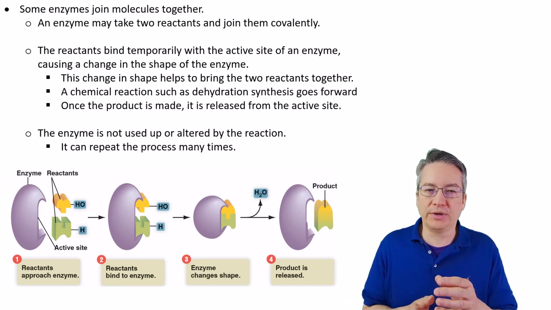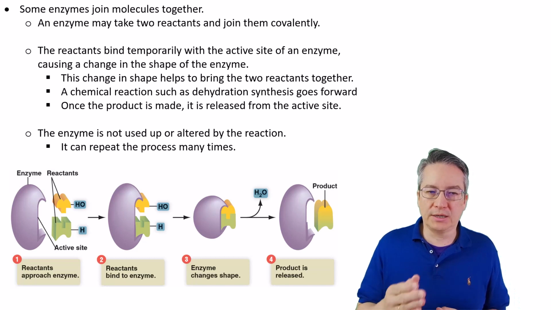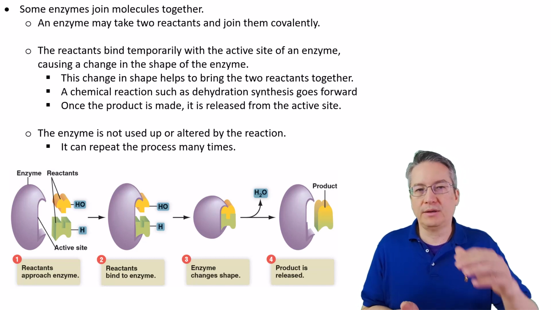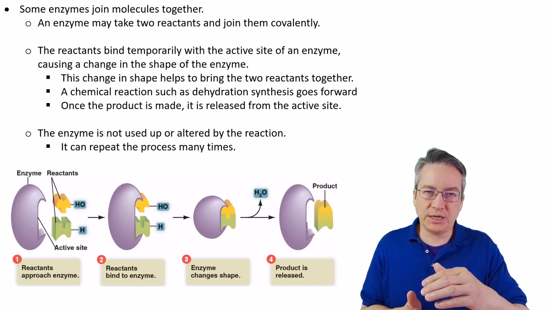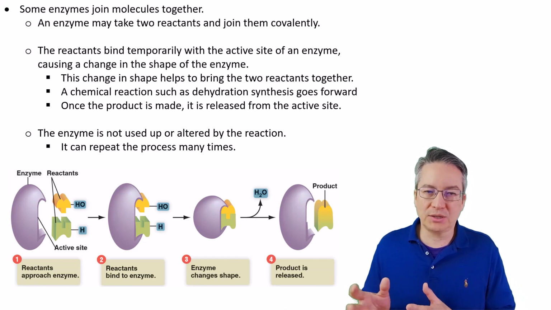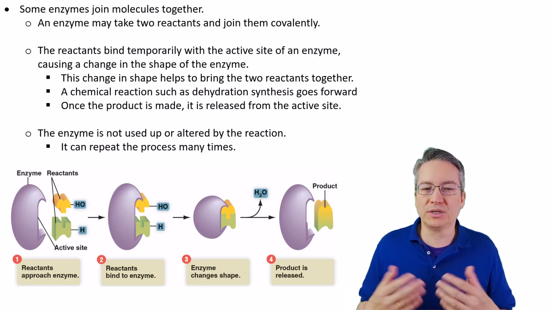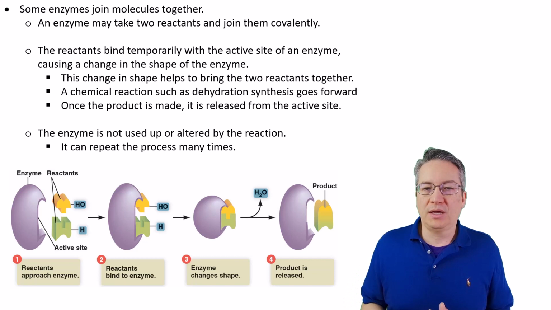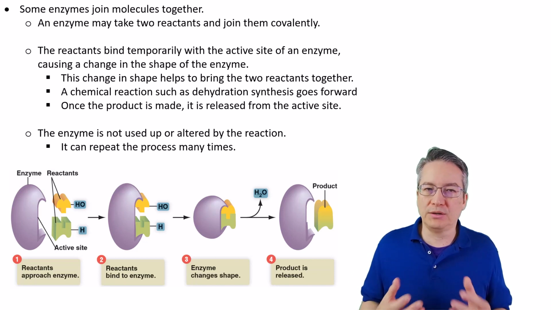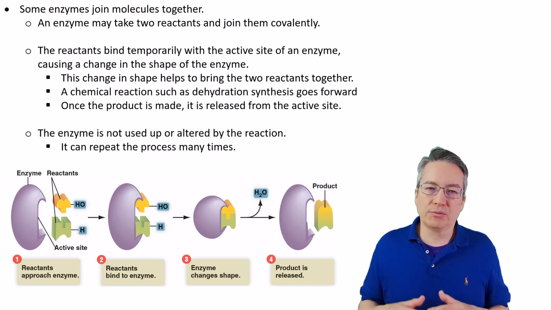The active site is now available for the two reactants, the yellow and the green, to take their places within the active site. The protein then changes its shape, bringing the two reactants together. Dehydration synthesis occurs, and so forth. You can see this can go on many, many times. The whole point here is that enzymes are not used up or altered by the reaction. It can repeat the process many, many times, and this reaction can go forward at a very high rate.